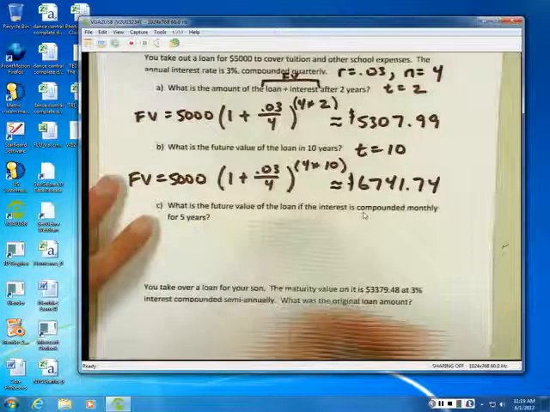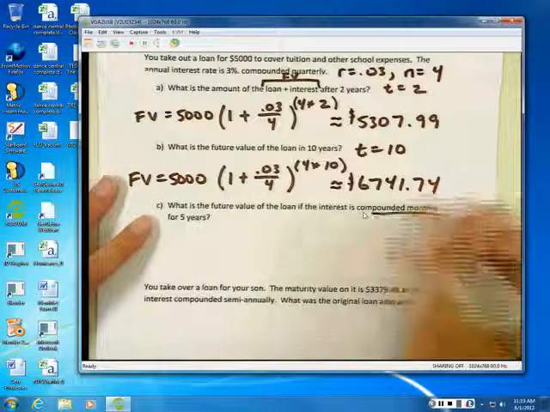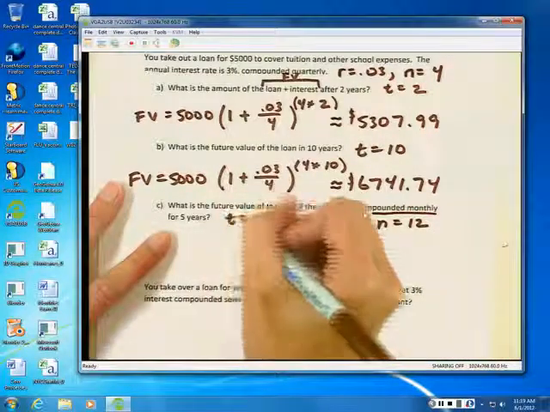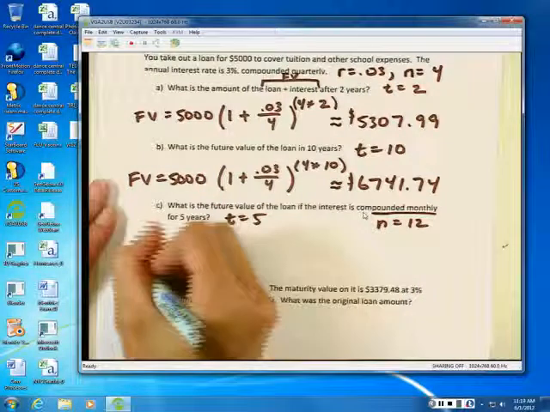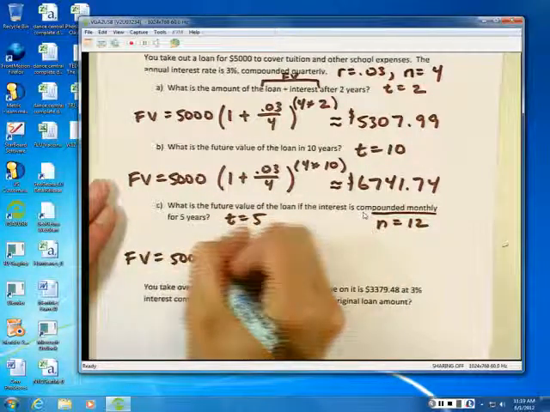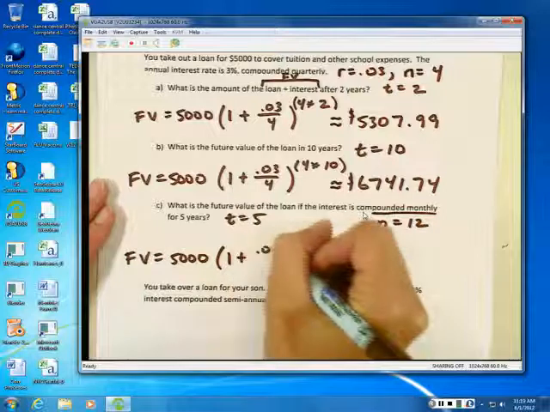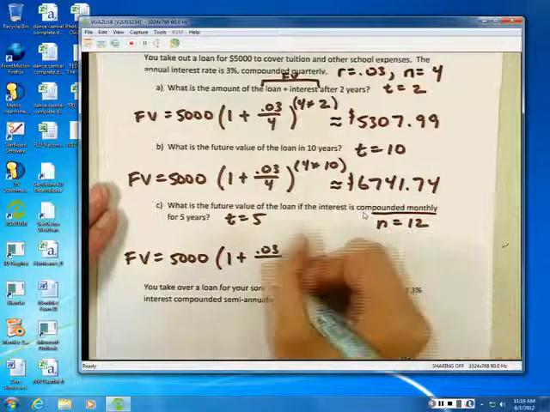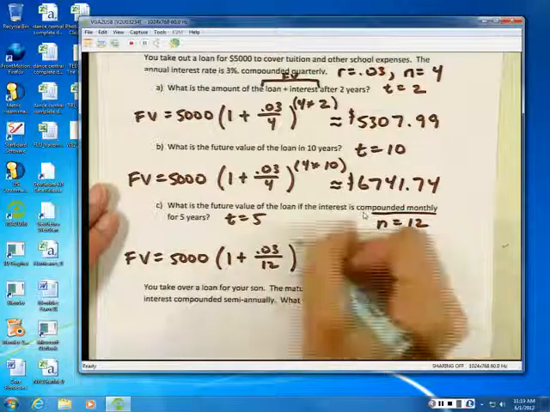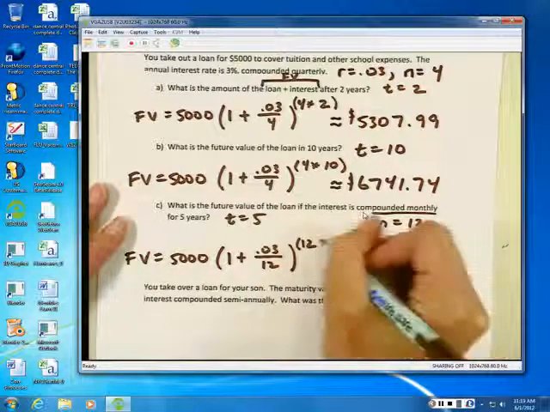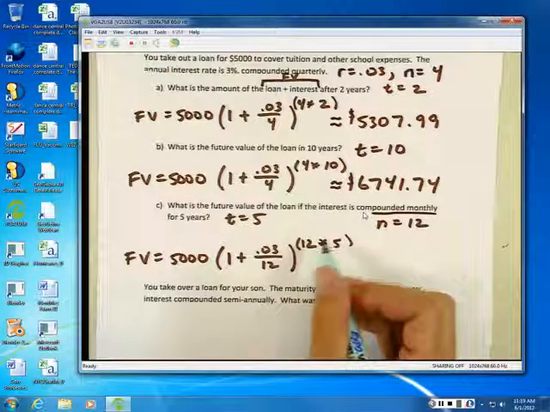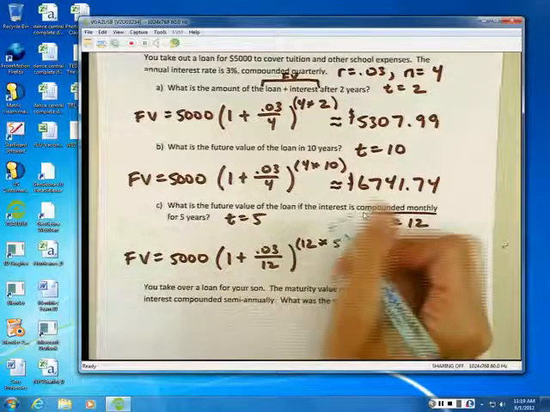Part C, what is the future value of the loan if the interest is now compounded monthly? So I'm going to change n to 12 times per year for 5 years. T is equal to 5. So my future value is $5,000 loan, 1 plus, I divide that 3% over the compounding periods. There are 12 of them. All to the n, which is 12, times t. Okay, that power is how many times the compounding happens over 5 years. So what is that, 60?